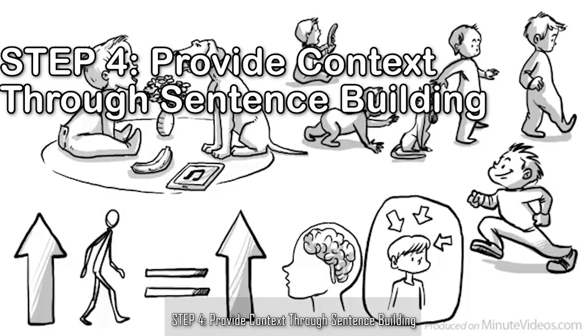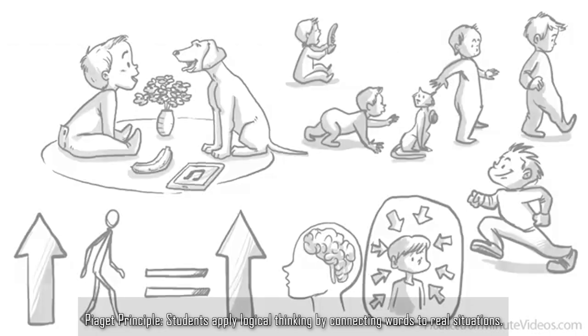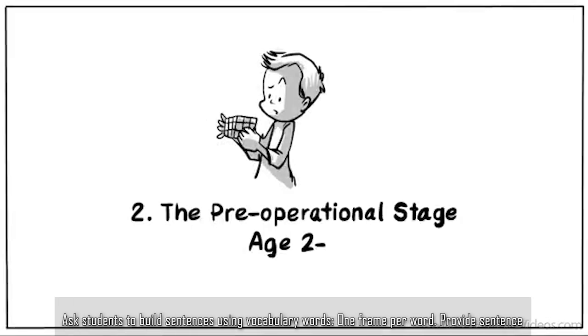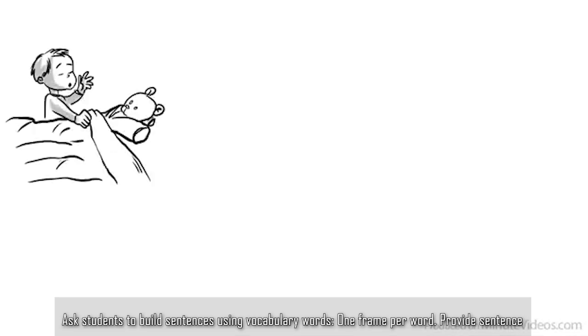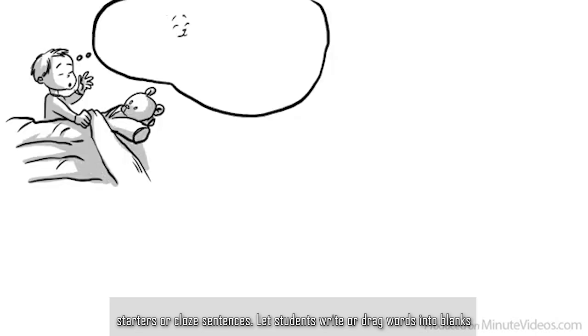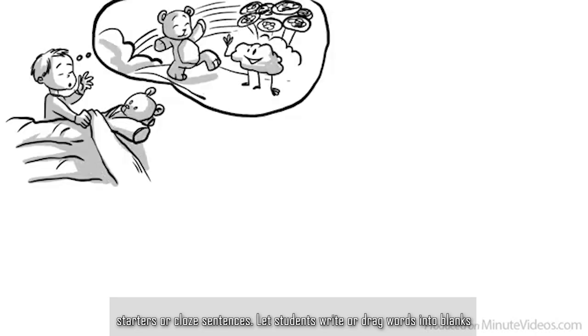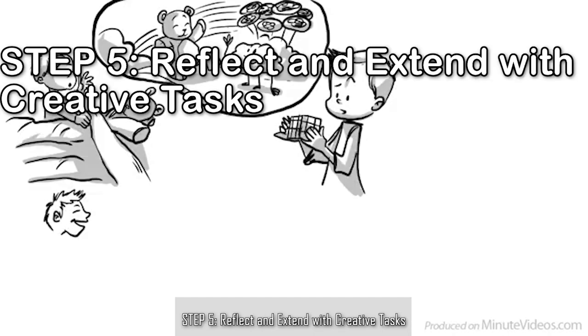Step 4. Provide context through sentence building. Piaget's principle: students apply logical thinking by connecting words to real situations. Ask students to build sentences using vocabulary words. One frame per word, provide sentence starters or cloze sentences. Let students write or drag the word into the blanks. Example: I will blank the star using a telescope. Students drag observe to fill in.